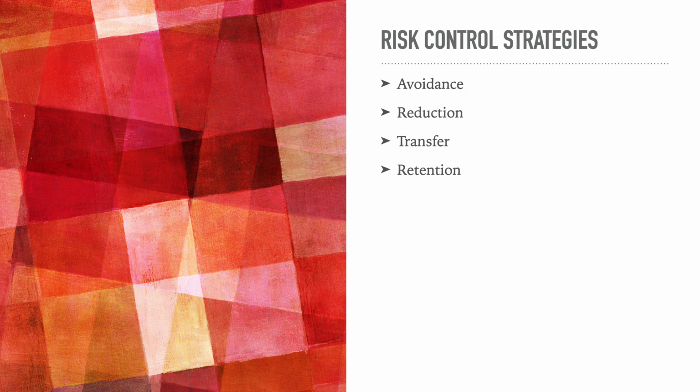For risk control strategies, we use avoidance, which is eliminating the risk entirely. Reduction, minimizing the likelihood or severity of the risk. We transfer the risk by using insurance and waivers. Retention, we accept minor risk with appropriate management.